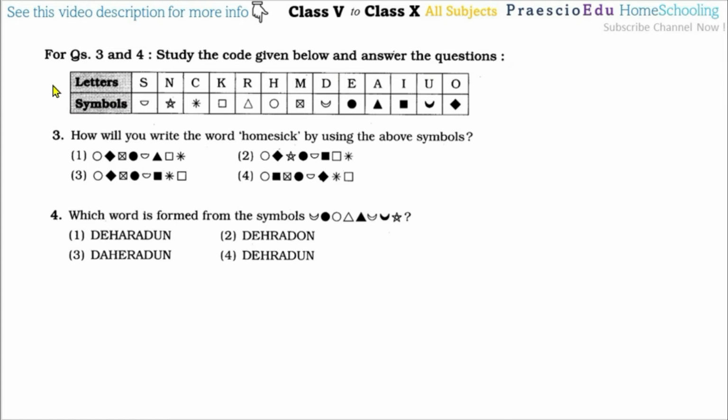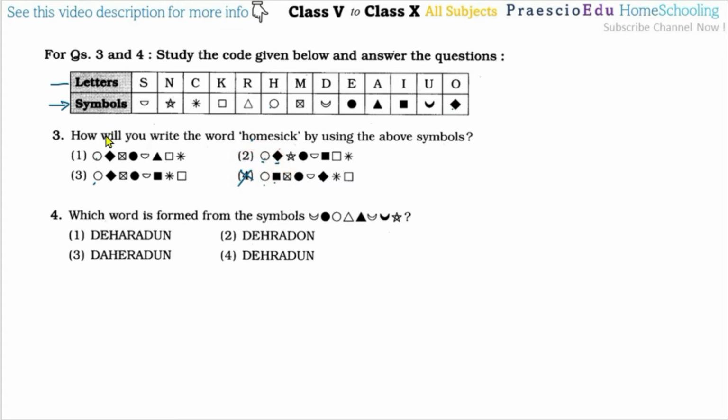In the table, letters and their respective symbols are shown. Question number 3: how will we write the word HOMESICK by using the above symbols? H has this symbol, and at the start all options are shown correctly. Then O means this symbol. Here this symbol is shown, but here there is a difference.